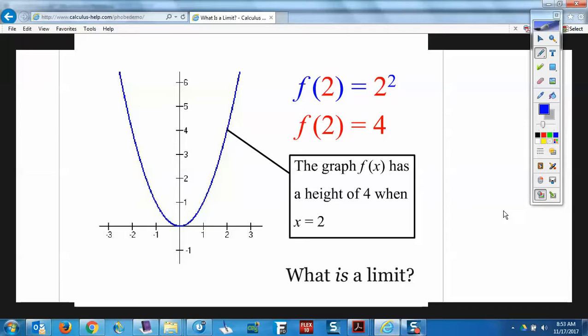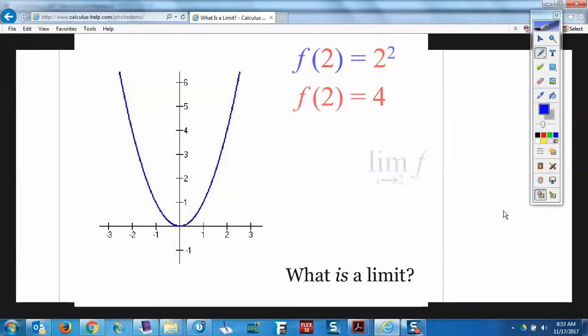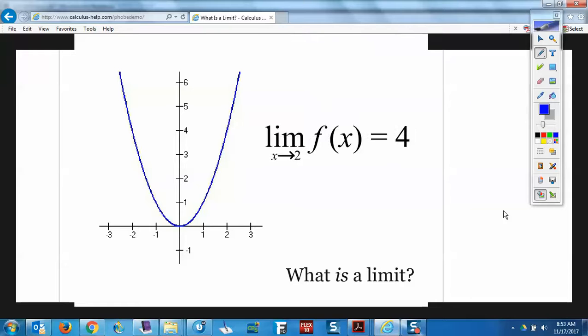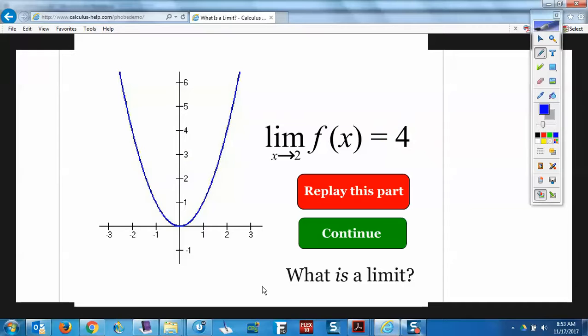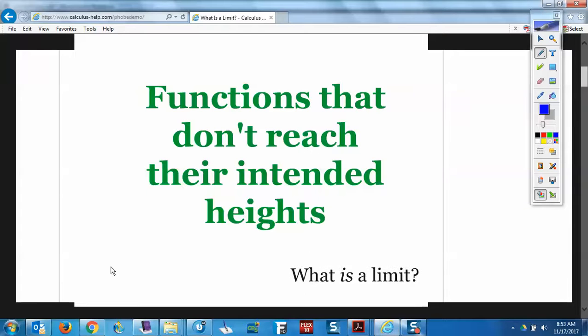Pretty simple. But now I can create my first very basic limit statement, and that is the limit as x approaches 2 of f of x equals 4. This just means that whenever I am getting very close to the x value of 2, my function is getting very close to the height of 4. There's nothing really earth-shattering about what we just learned. But that changes when we examine functions that do not reach the heights they intend.